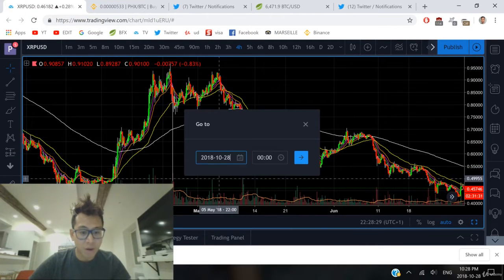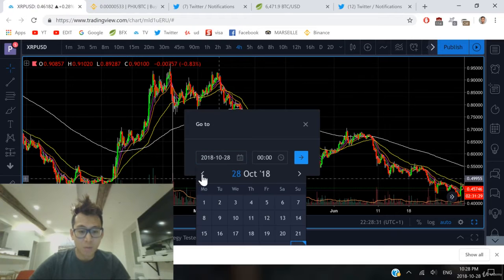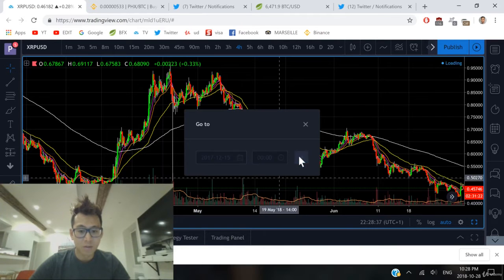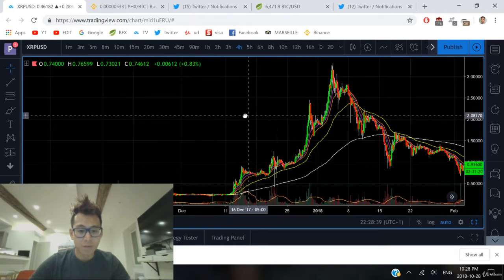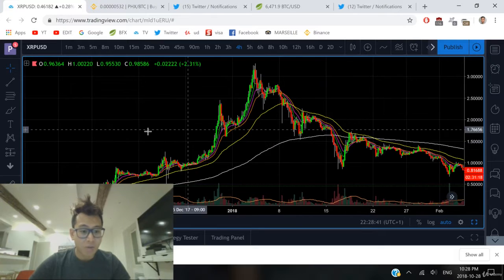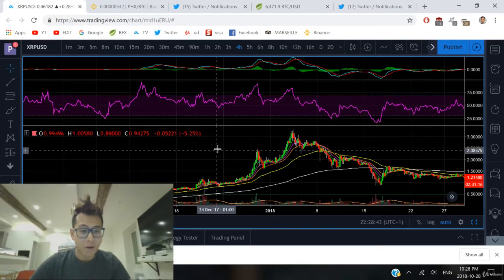Let's go way back. Let's go to like December. Go to December 15. Okay, so here we are. Here's December 15 ranges on a 4-hour time frame.